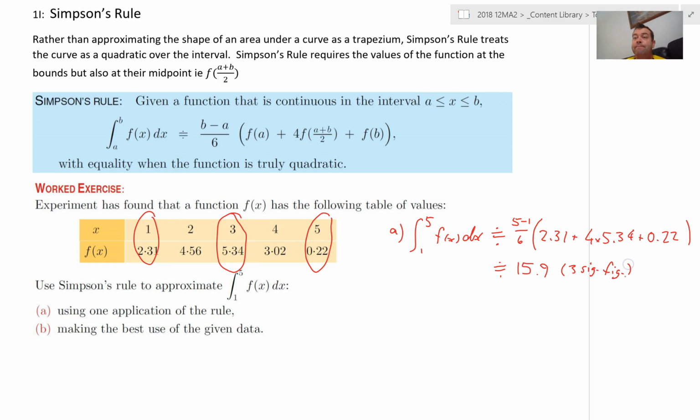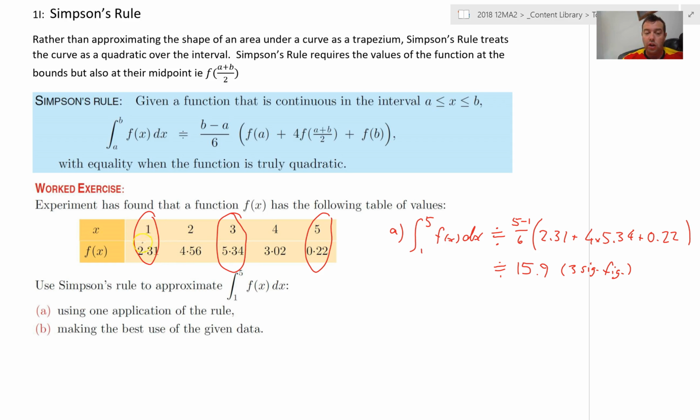All good? That's Simpson's rule. Now, it says making the best use of the given data. Well, I could actually use two applications of Simpson's rule. I could use Simpson's rule from 1 to 3, given that I know what it is halfway in between. Could use Simpson's rule again from 3 to 5, given I know the value halfway in between. So for part B, we're going to take a little bit of space. This is the very last worked example for this topic.